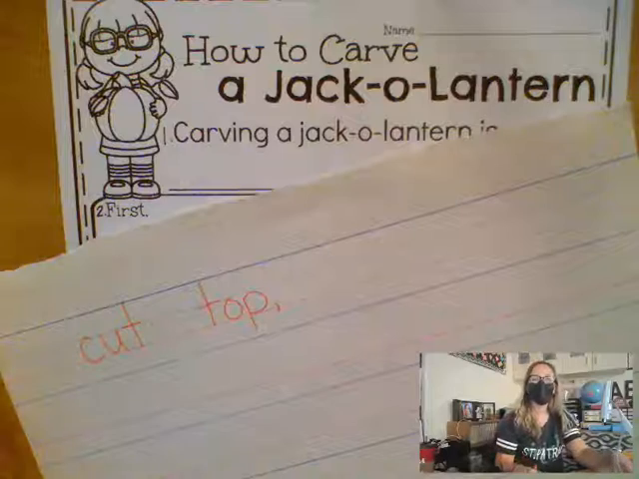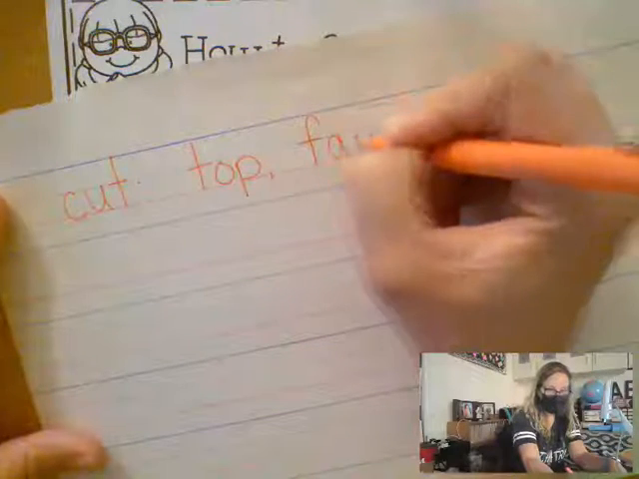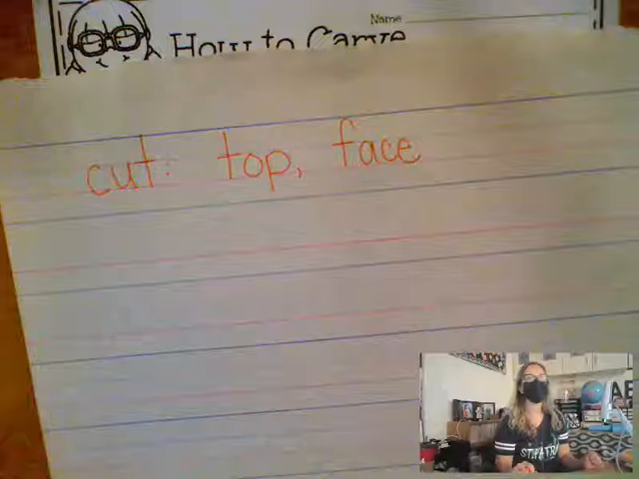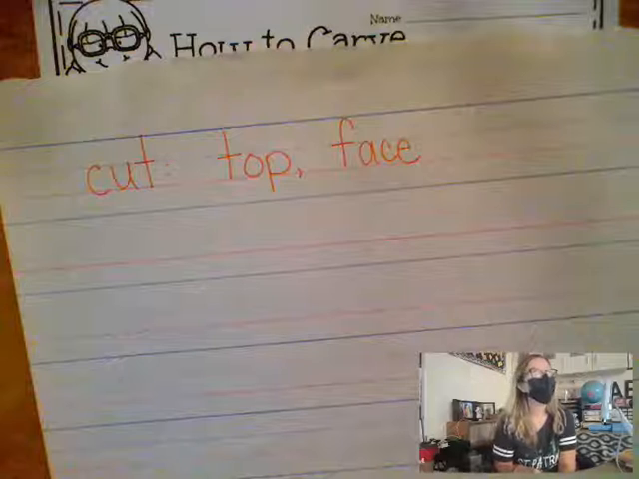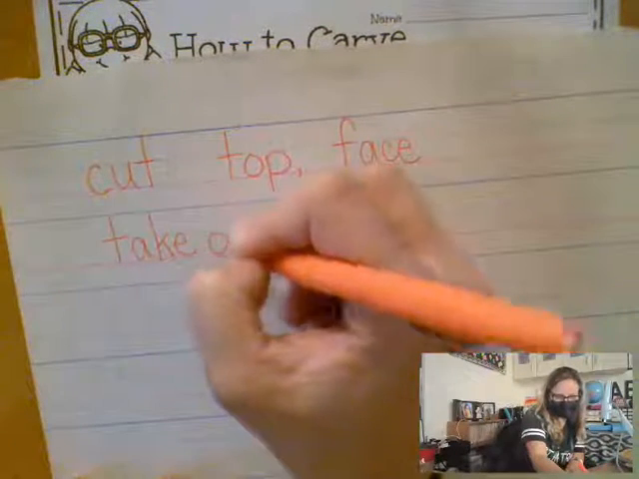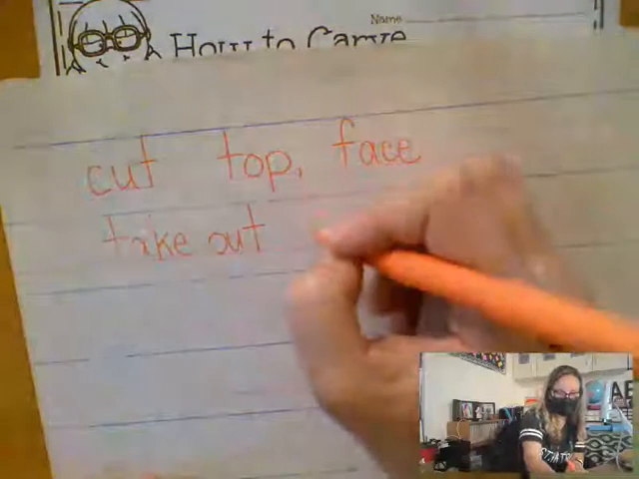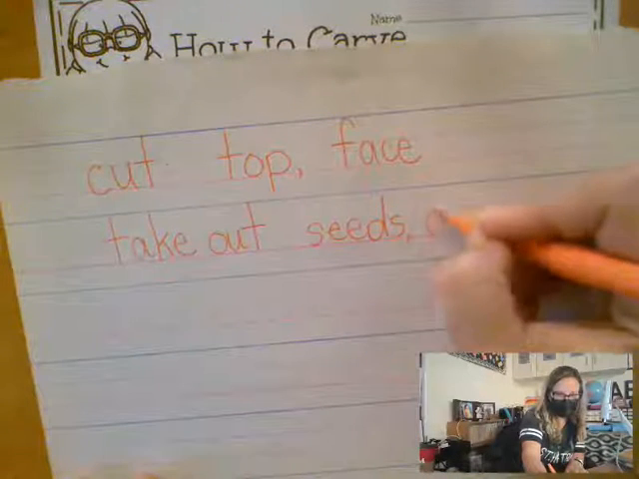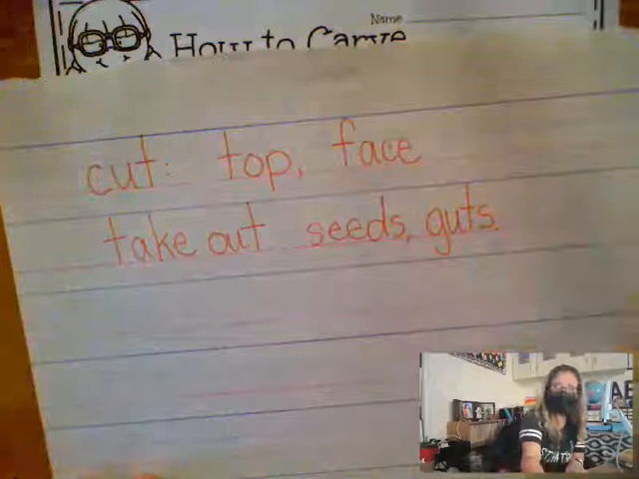You have to cut the face. Good job. And the face includes the eyes, if you want a nose, and the mouth. So we have to cut the top and the face. What else do we do when we're making a jack-o'-lantern or carving a jack-o'-lantern? You have to get out the seeds and the mushy stuff. We call that the guts, right? So we have to take out the seeds and the mushy stuff or the guts. So we'll say take out seeds, guts, mushy stuff.